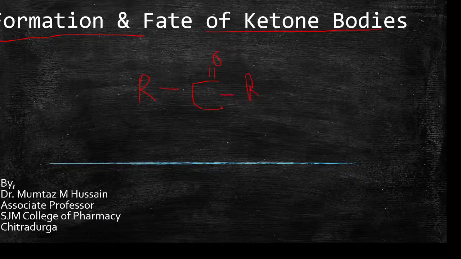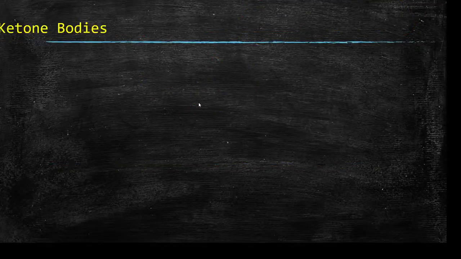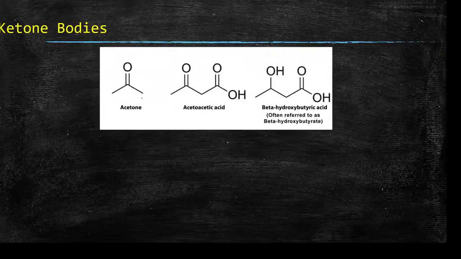So here we have a slightly modified definition for ketone bodies, that we will look into, and what is their role in maintaining homeostasis and providing energy. They play a very important role, so we will look into that in today's class. Okay, so these are considered as ketone bodies: acetone, acetoacetic acid, beta hydroxy butyric acid.